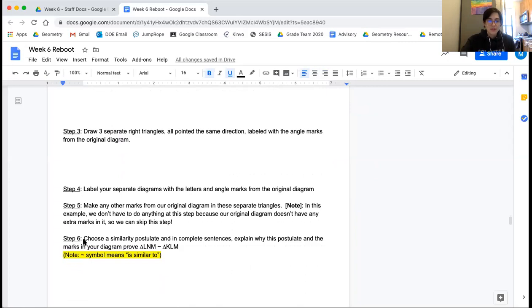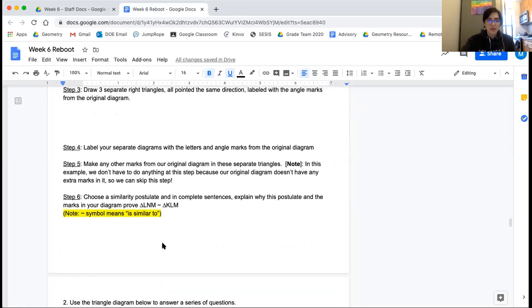Step 6 is choose a similarity postulate, and in complete sentences, explain why this postulate and the marks in your diagram prove triangle LNM is similar to triangle KLM. Remember, this is what we were asked to prove. And don't forget, this symbol means similar to. So it might take a minute to think back to our similarity postulates.